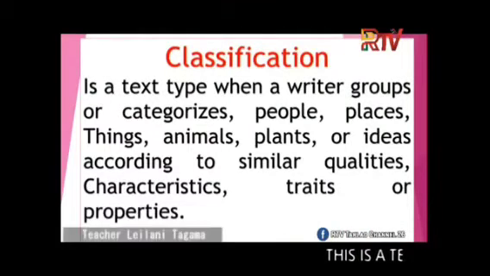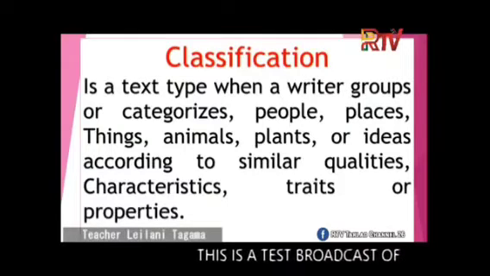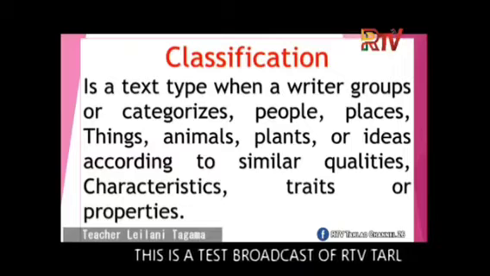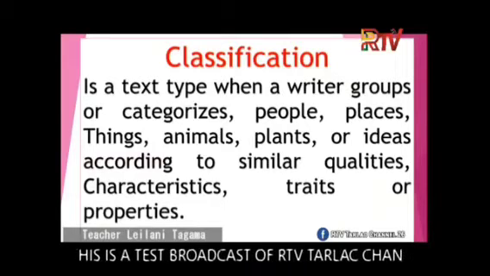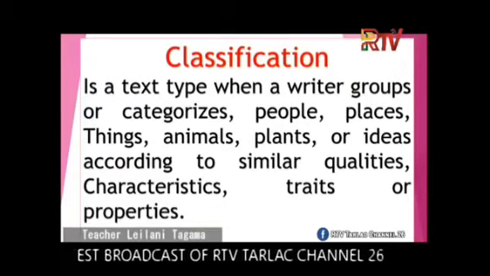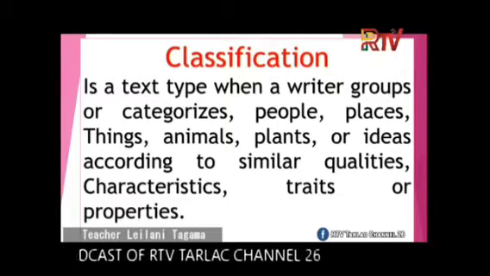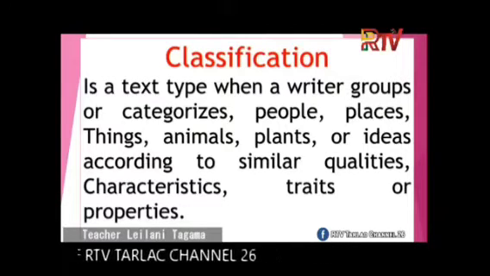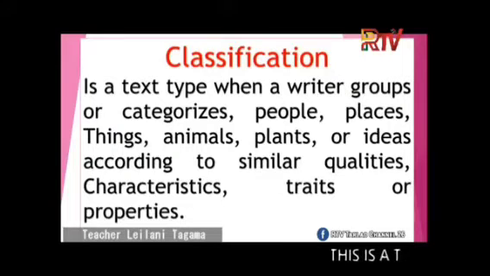Classification is a text type when a writer groups or categorizes people, places, things, animals, plants, or ideas according to similar qualities, characteristics, traits, or properties.